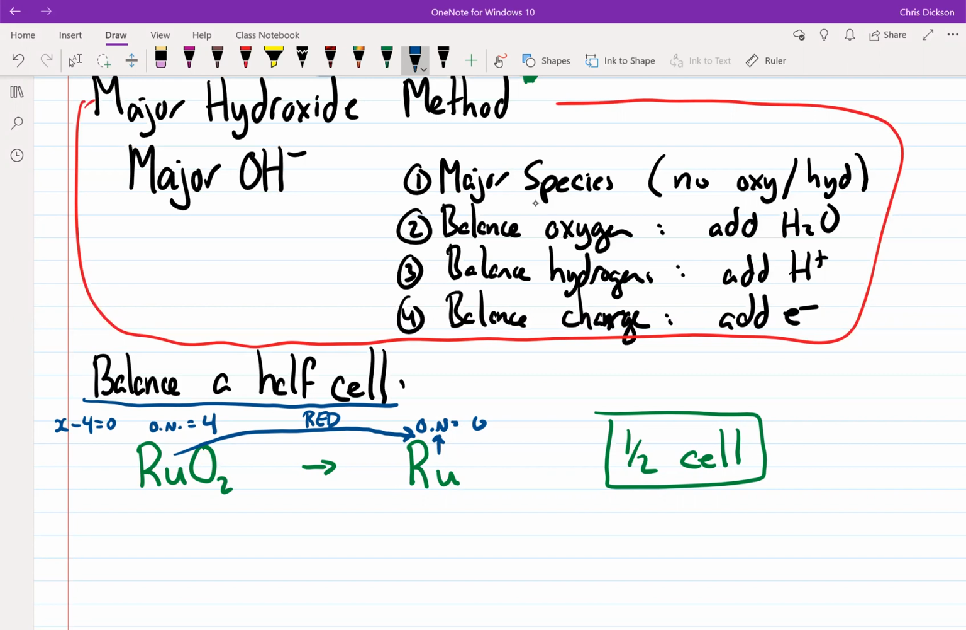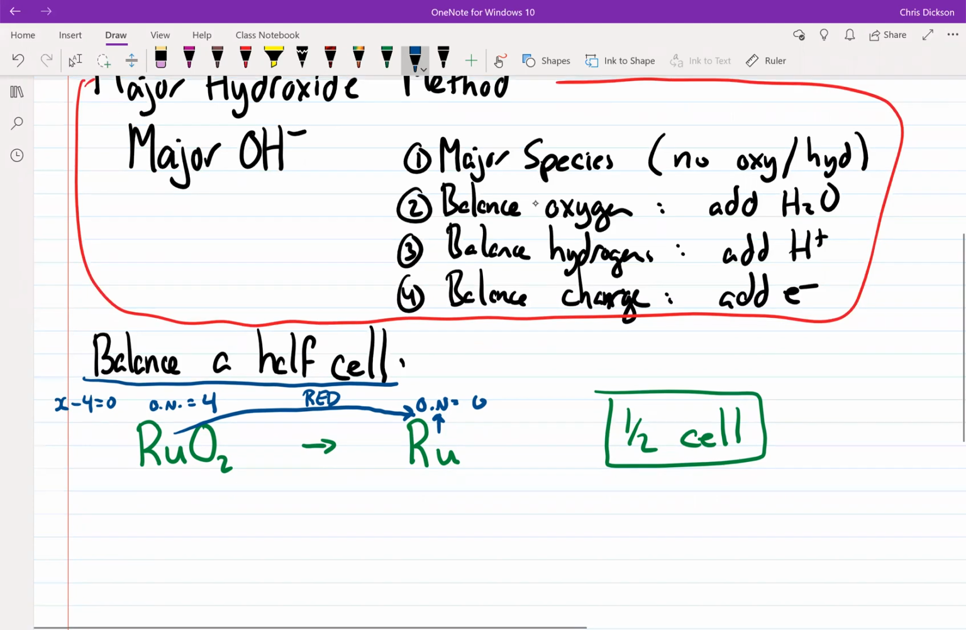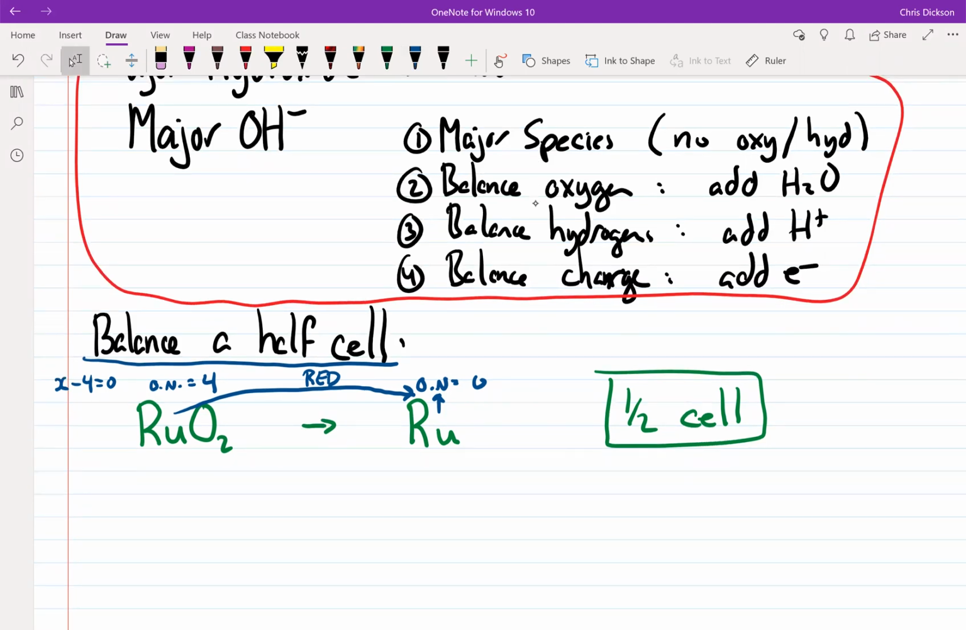It's basically an algorithm on how to balance them, and it's not based on chemistry. It's just based on mathematics in terms of how to get to the right answer here. So let's start off with our major species. The major species is any chemical that is not oxygen or hydrogen. So in this case, the Ru. I've got one Ru on the left side, and one Ru on the right side. So my step one is balanced. My major species are balanced.